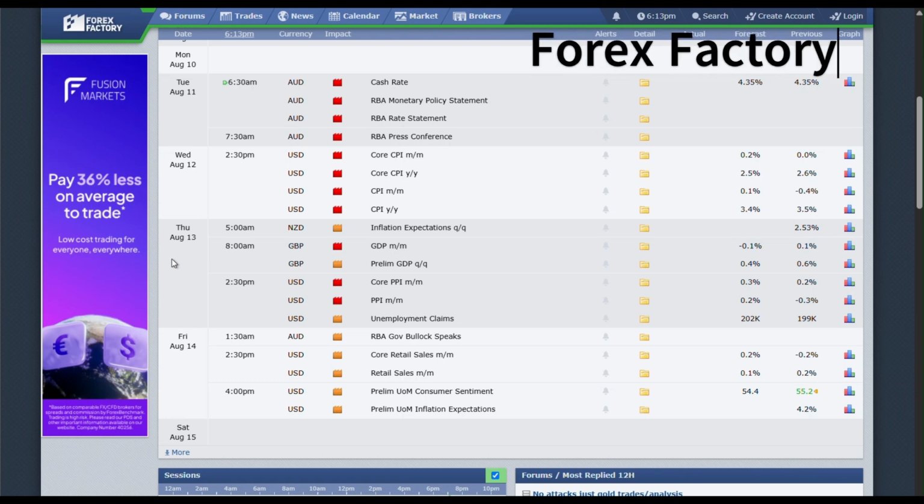So, we start by looking at the Forex Factory for the upcoming week's news, right? Without wasting time, let's look at Monday. On Monday, there's nothing. On Tuesday, the Australian dollar has the cash rate and the monetary policy. On Wednesday.